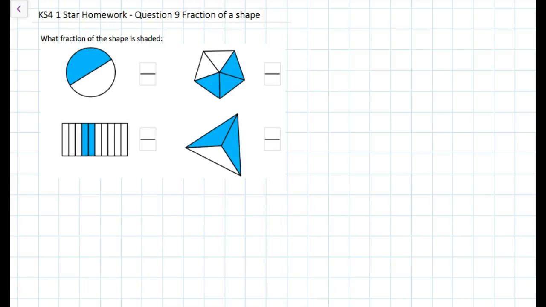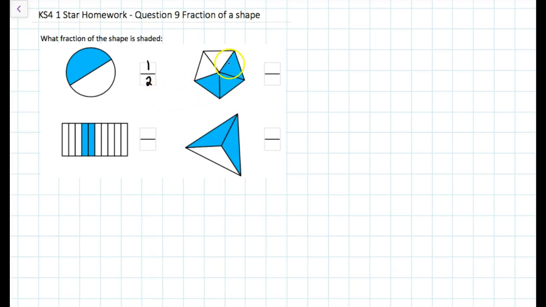In this video we're going to look at fractions of a shape. So we've got some examples here to look at. Now it's really important that you understand that the top of the fraction is the shaded amount. The bottom of the fraction is how many parts there are in total. So in this case we've got 1 out of the 2 parts that are shaded. So the top is 1 out of 2.